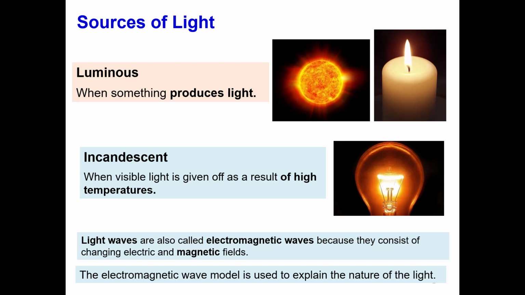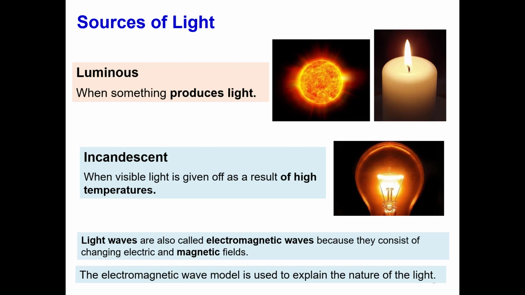There are two kinds of source of light. If the source is luminous, then the object produces light, for example, the sun or the candle. But if the source is incandescent, then the visible light is given off as a result of high temperatures. For example, the bulb, and also a piece of metal that is at high temperature.